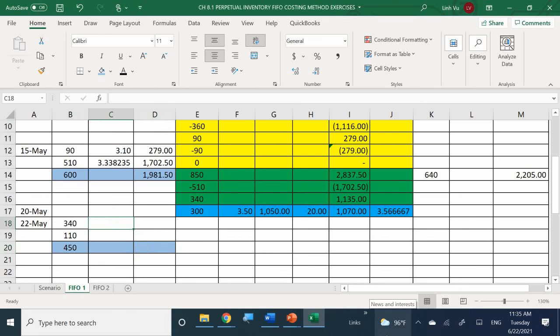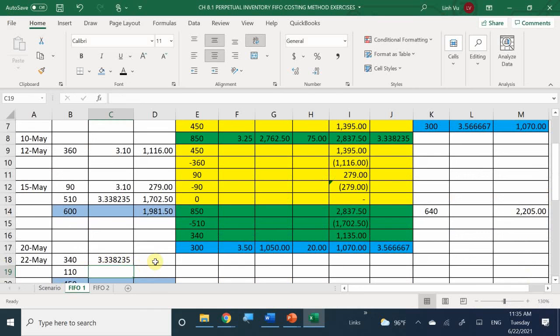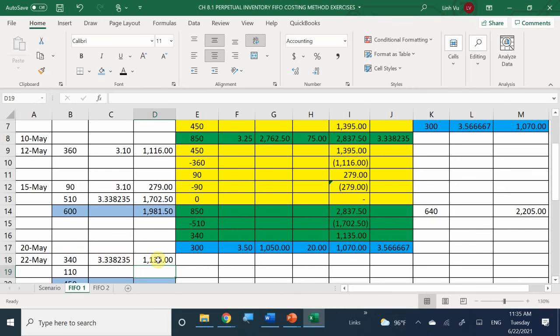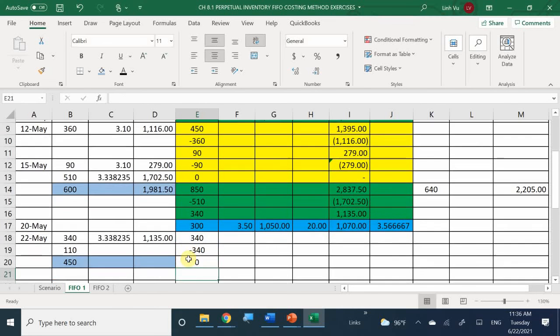So in this case, my green batch of 340 is still going to cost me this amount. Since I'm getting rid of the entire batch of my inventory, it should be a total of 1135, because we're getting rid of the whole entire batch. So once again, I'm going to make that note here so that I can eliminate that from my inventory.